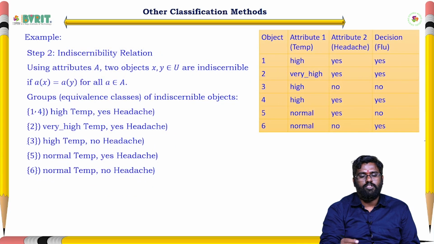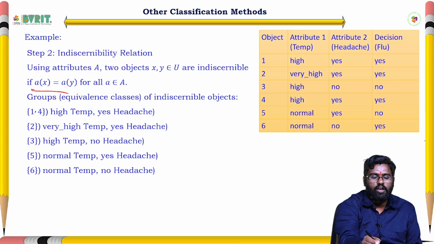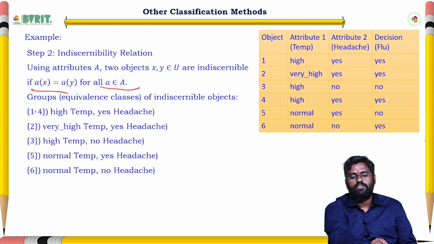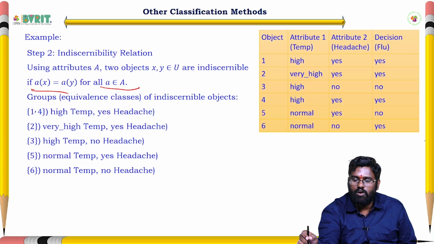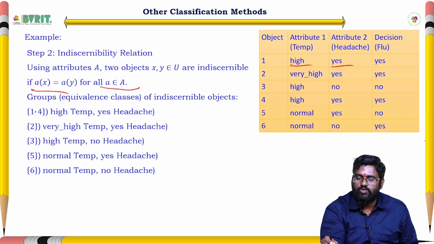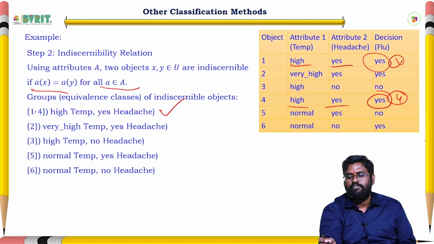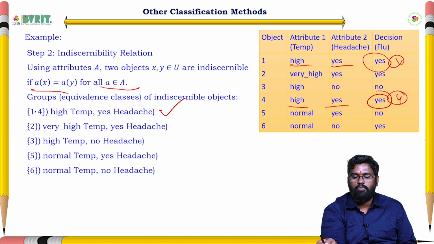So now what we have to do is the indiscernibility relation. So if x is equal to y for every a that belongs to A, that we have to write. So now see here, the temperature is high, and the given attribute headache, and the decision flu, we have to take the condition. So these are high with yes, and the next one high with yes, 1 and 4 will be there, thus flu will be yes. So 1 and 4 will be written here. Next one, very high temperature with yes status, very high temperature is not there elsewhere, that's why that is only single. Next, high temperature and no headache is only one, so that I written. Next, fifth row, normal, yes and no, and then sixth row I written here.